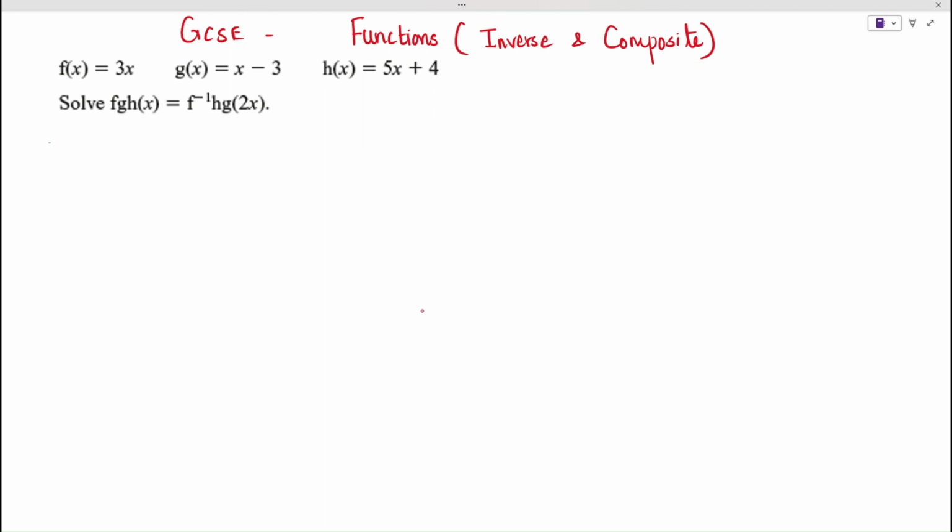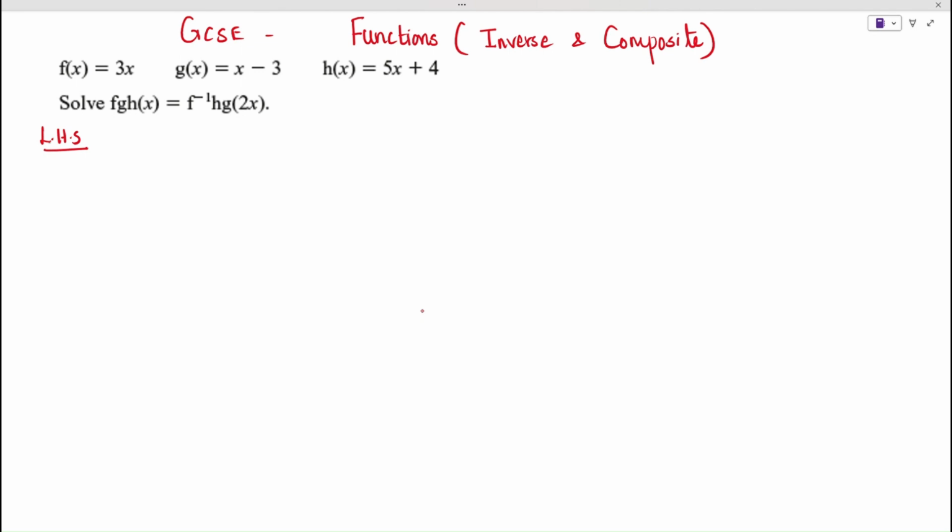How we're going to approach this question is we're going to isolate both the left-hand side and the right-hand side of our equation, and we're going to solve them individually. Then we're going to equate them together and solve to find x. We will start with our left-hand side.